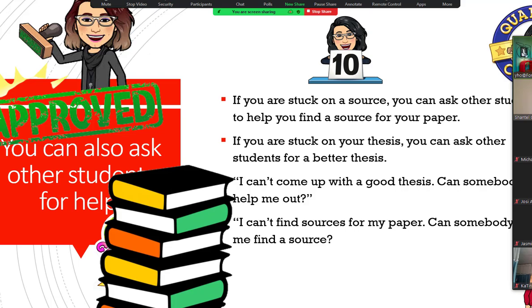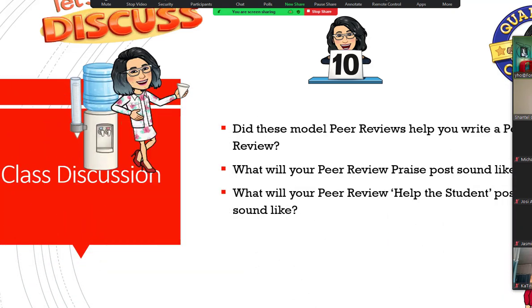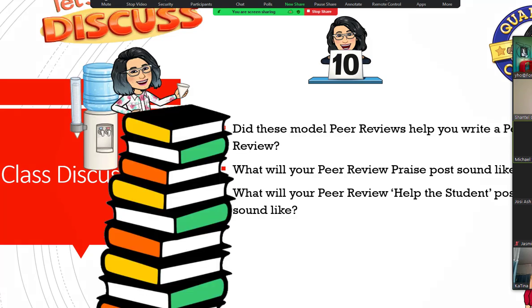So you can also ask other people for help, if you get stuck on a source or if you can't do a thesis statement. And anyway, that's it for the model peer reviews. Did these model peer reviews help give you an idea of what kind of peer review to give other students? Yes? Was it helpful? Yes, very much so. Okay.